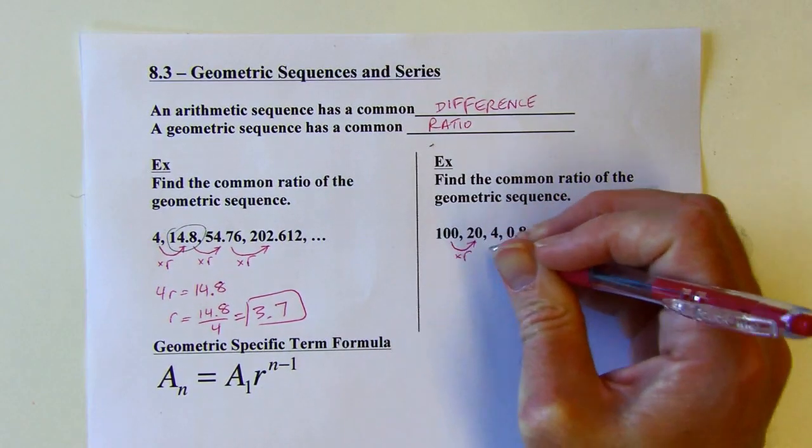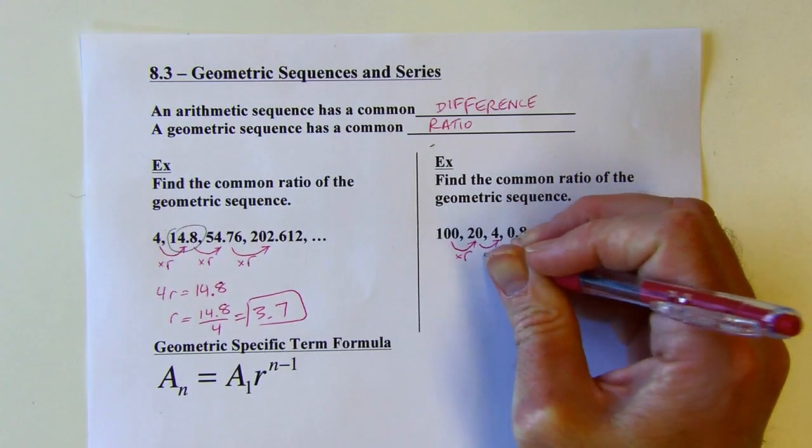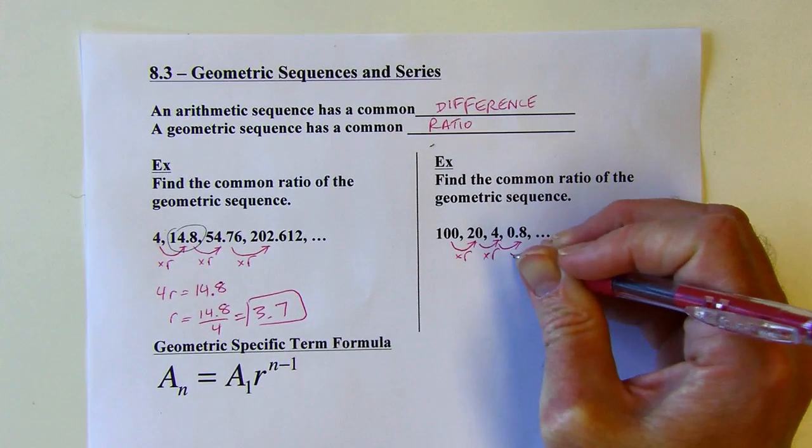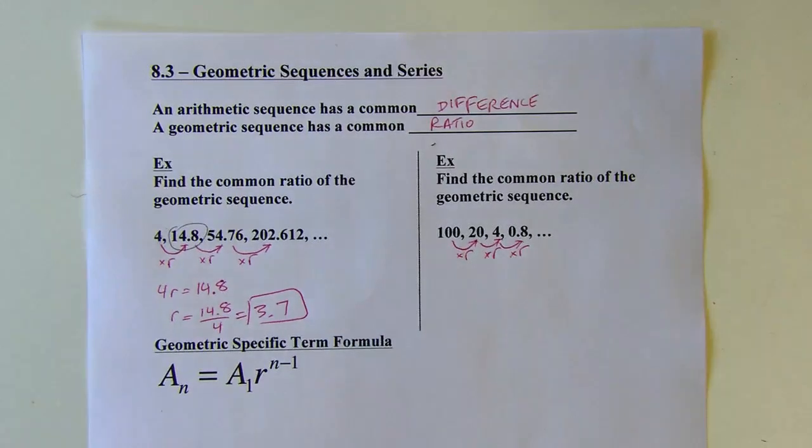All right, so these numbers are getting smaller, but you can still multiply 100 by something to get 20. And you might think, well, can I just divide? Well, yeah, division is just multiplication. It's multiplying by a reciprocal, right?